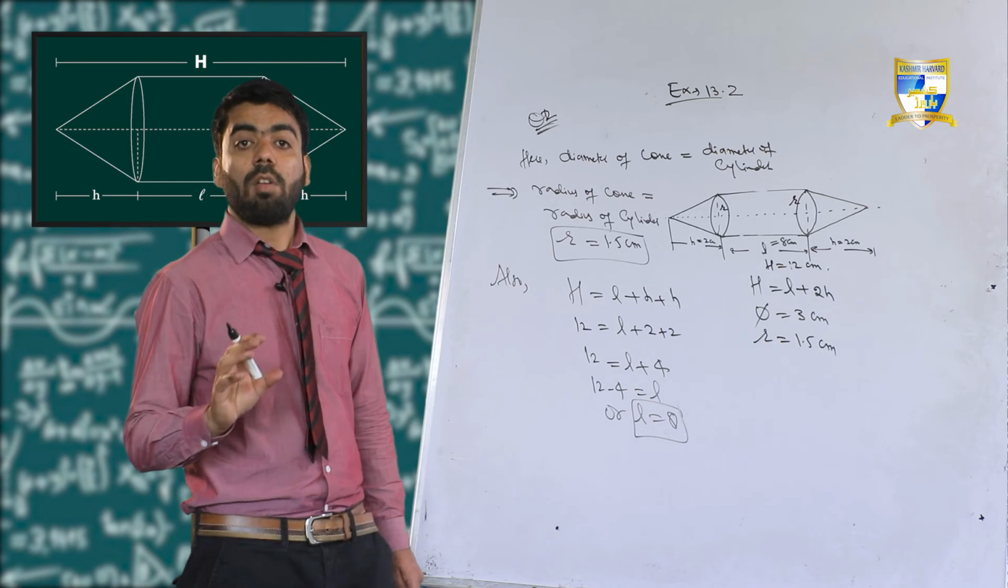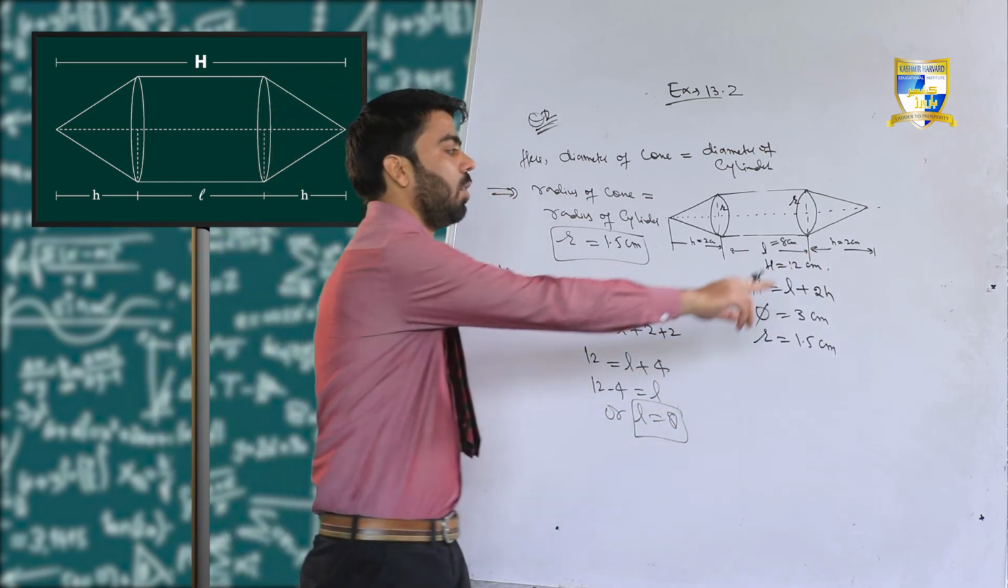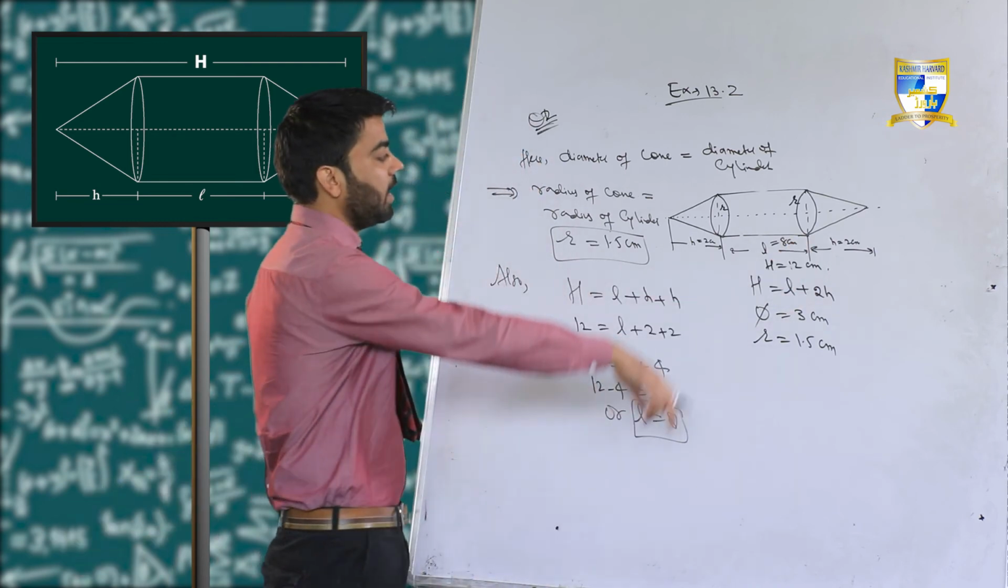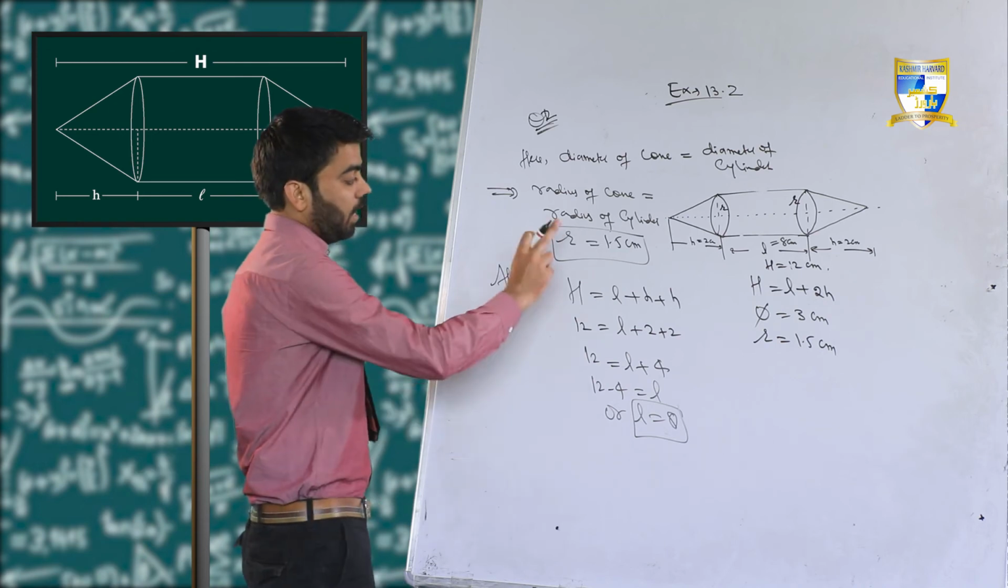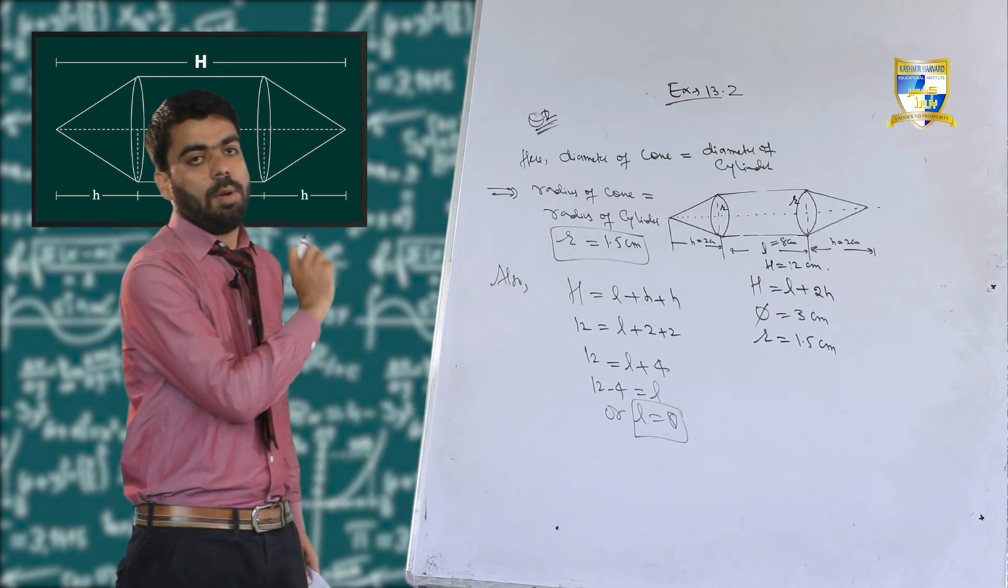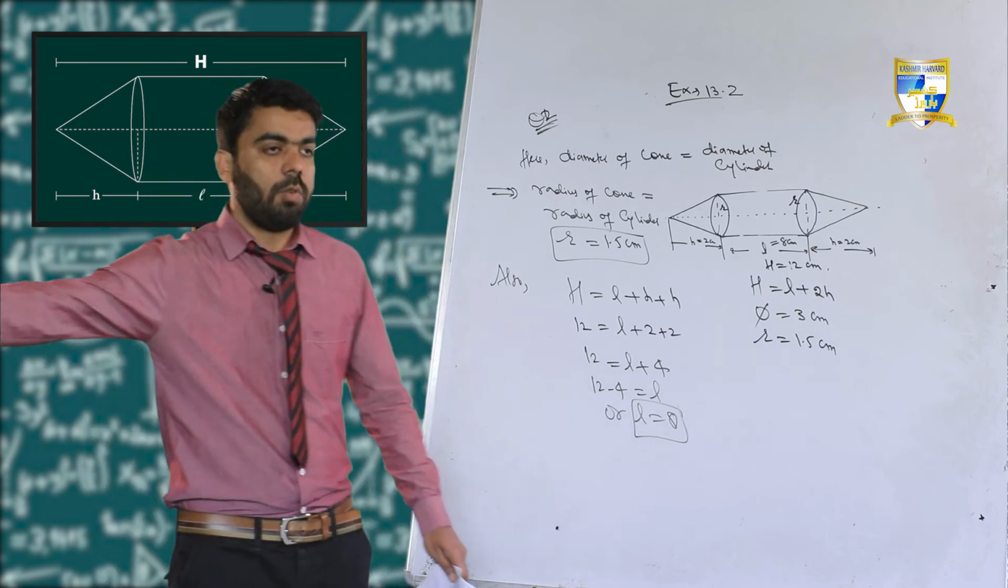That means the height of the cylindrical part is 8 centimeter, and the height of the cone part is 2 centimeter, and diameter is same everywhere. The diameter is equal to 3 centimeter, and the radius we got is 1.5 centimeter. We have to find the volume now. So simple, we use the formulas.